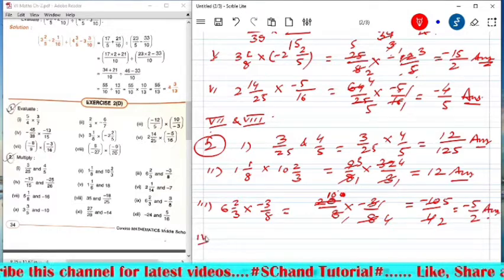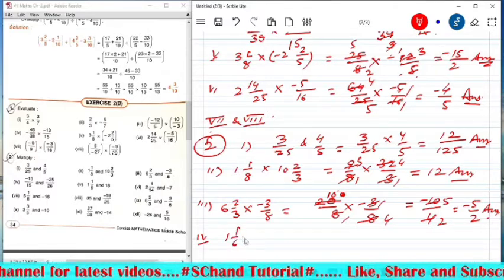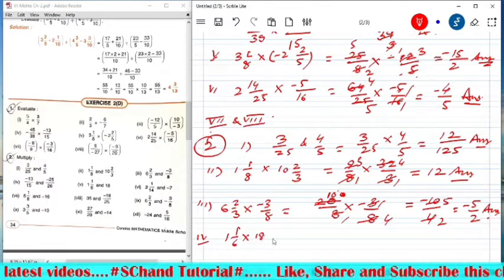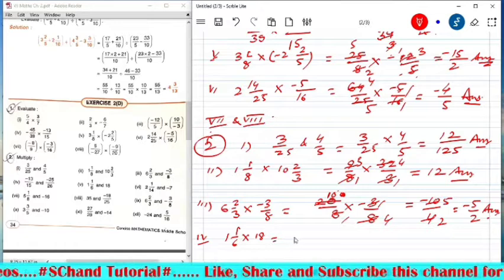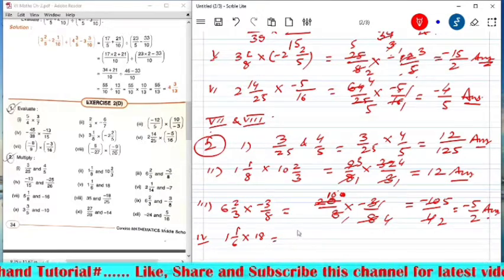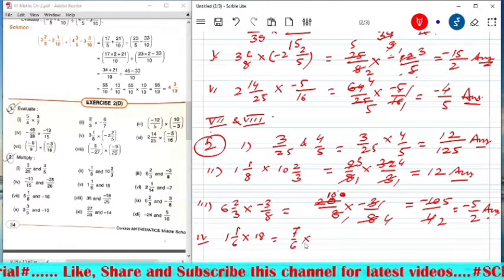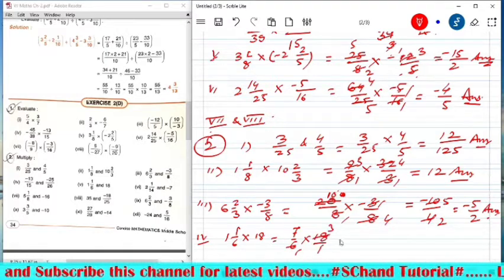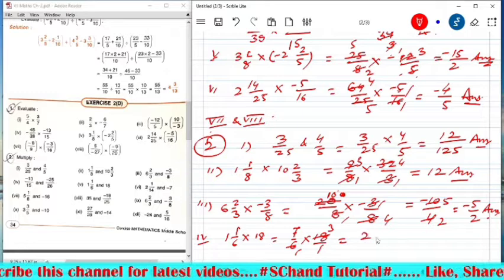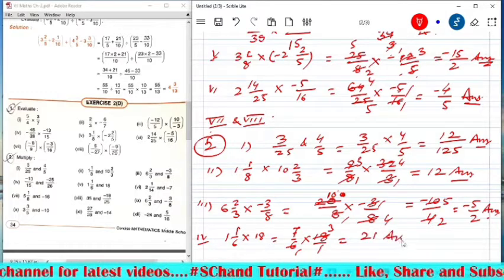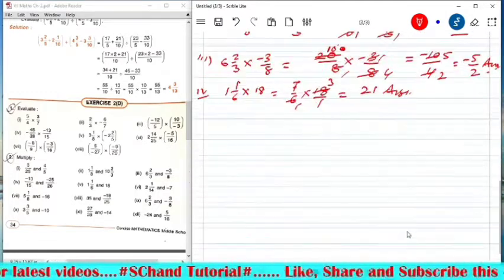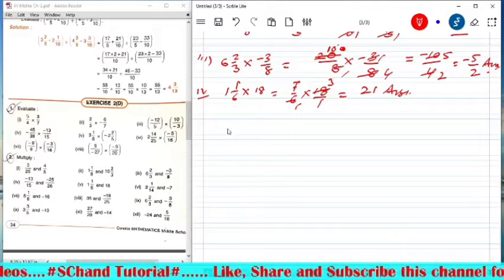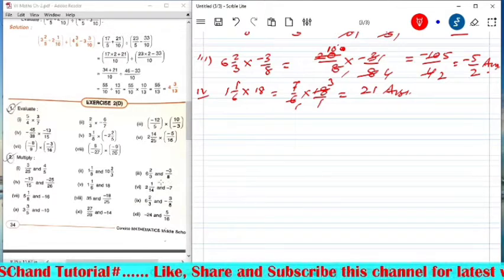In the same way, number 4, 1 into 1 over 6 into 18. So this will be 6 plus 1, 7 over 6 into 18 over 1. 3 here, and it will be 7 3s are 21. That will be the answer. So this is how you can solve the other parts also.